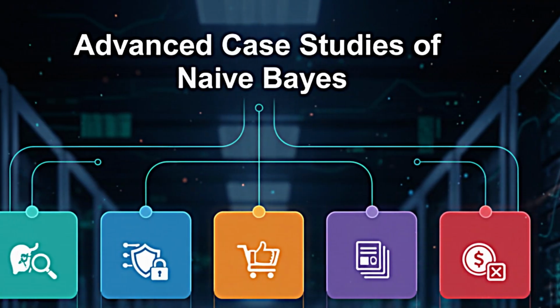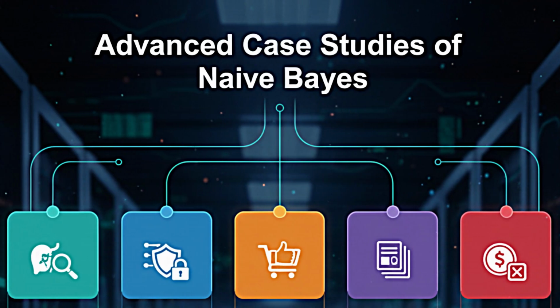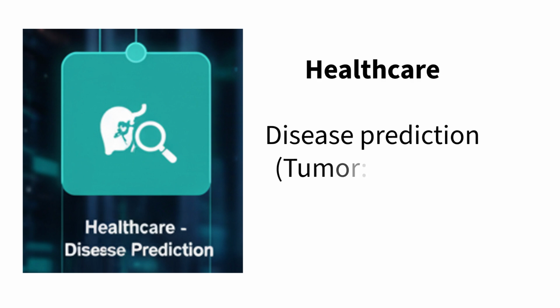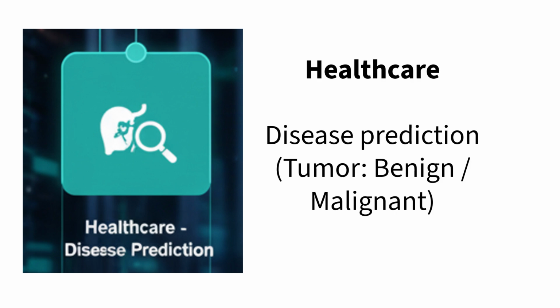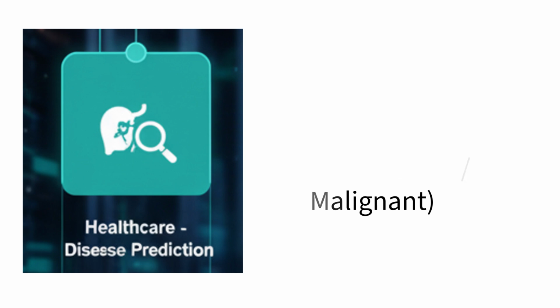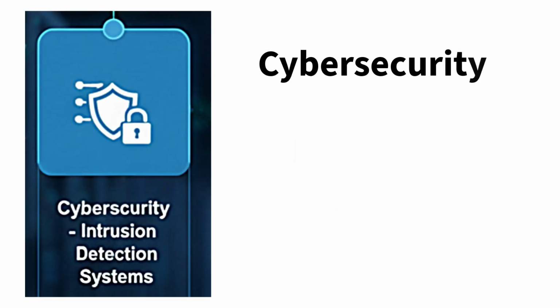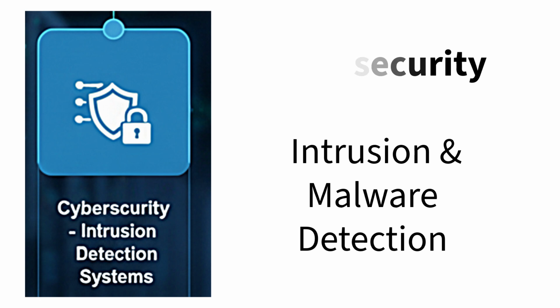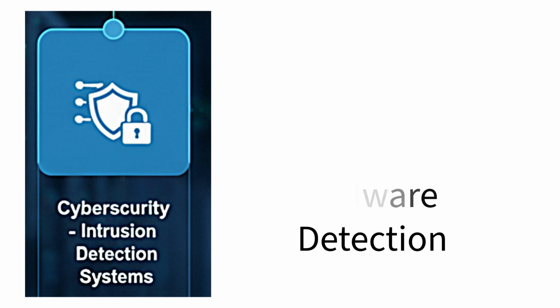Now let's go beyond the basics and see how naive Bayes is used in more advanced real-world applications. In healthcare, Gaussian naive Bayes has been applied in disease prediction. For example, predicting whether a tumor is benign or malignant using continuous features like cell size, shape, and density. In cybersecurity, naive Bayes is part of intrusion detection systems that classify network traffic as normal or suspicious, helping detect malware and cyber attacks in real time.